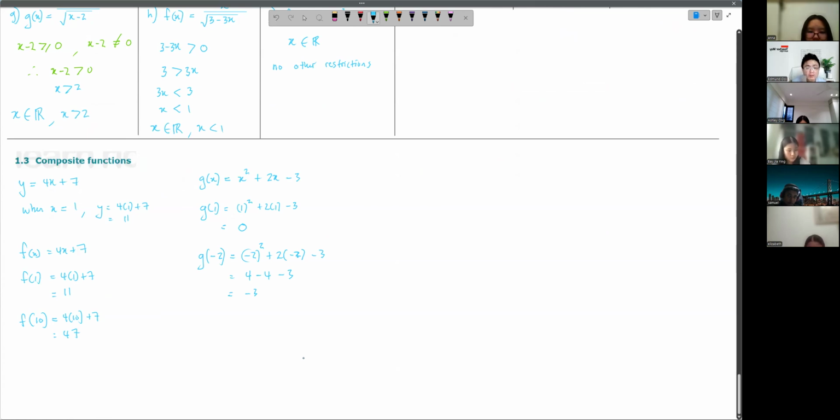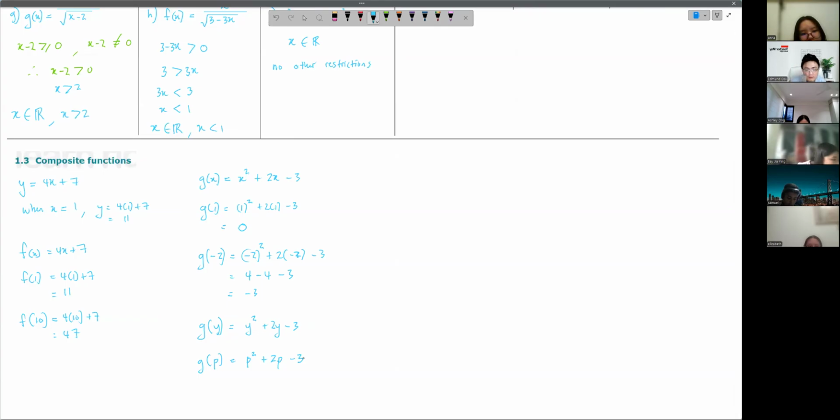But if I want to change the letter, let's say I put g and I put a y inside, what would this become? This will give us y squared plus 2y minus 3, so your x becomes y. You just substitute your x to become y. You can choose any letter. If you put a constant p, then it will be p squared plus 2p minus 3. So why do I do this? Because now we will enter the composite part.